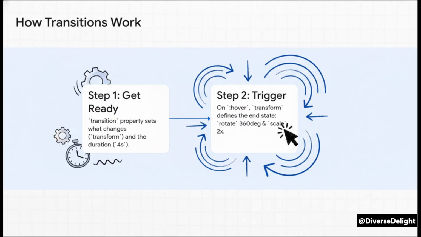It's really a two-step process. First, on the element itself, you add the transition property. This kind of gets it ready. You're telling it, hey, if your transform property changes, I want you to take 4 seconds to do it smoothly. Then, in your hover rule, you define that change. In this case, we're telling it to rotate and scale up. The browser then automatically handles that smooth journey between the two states for you.